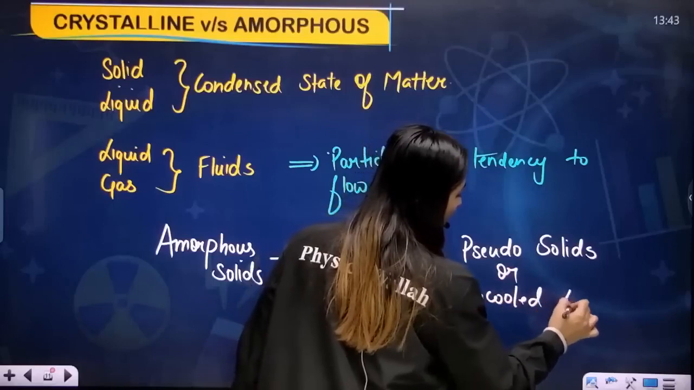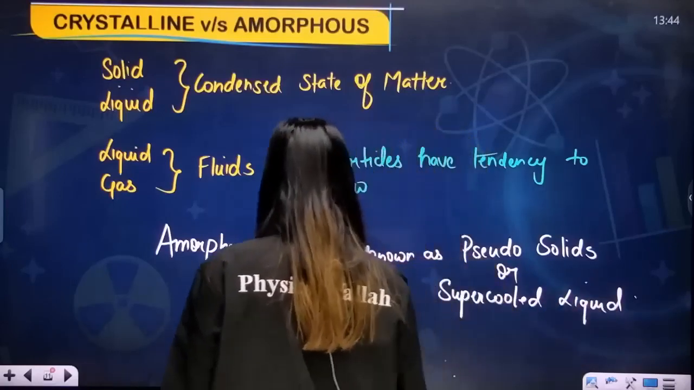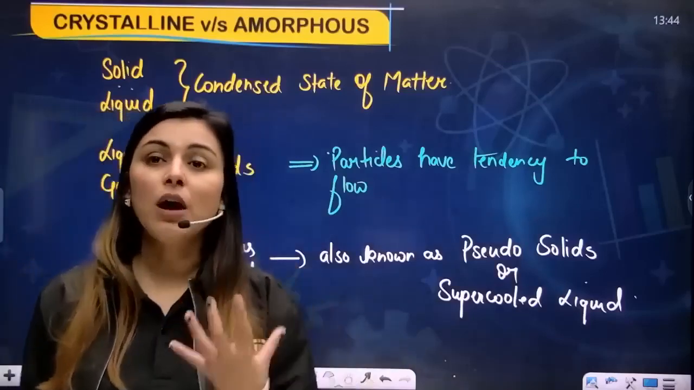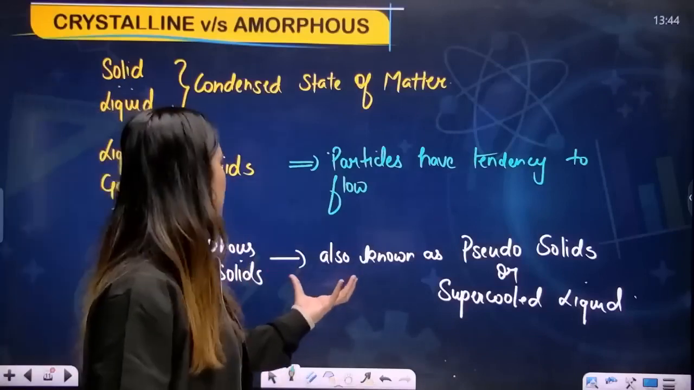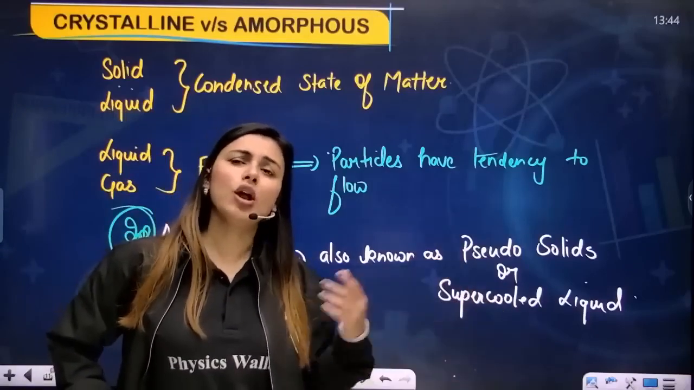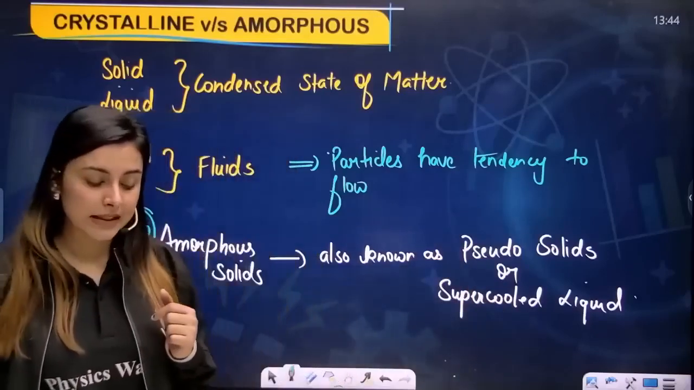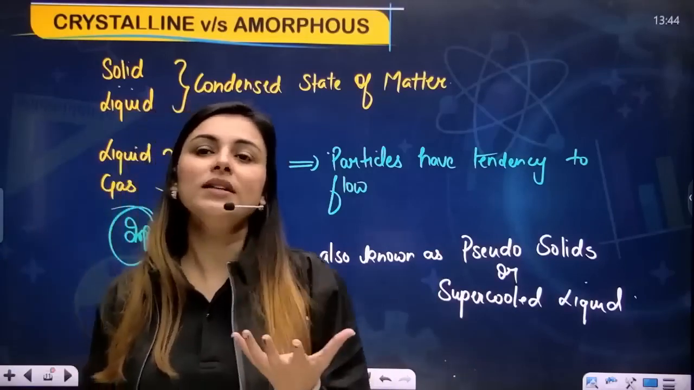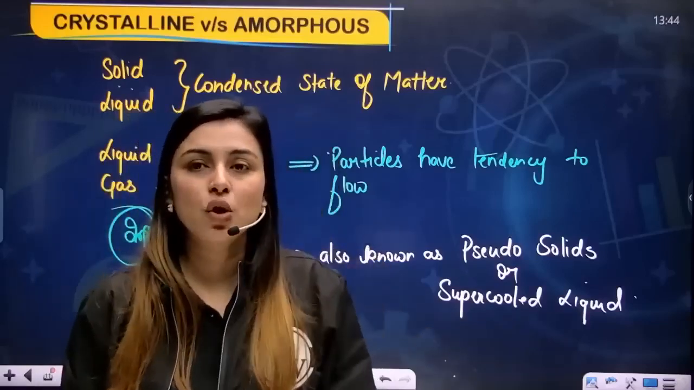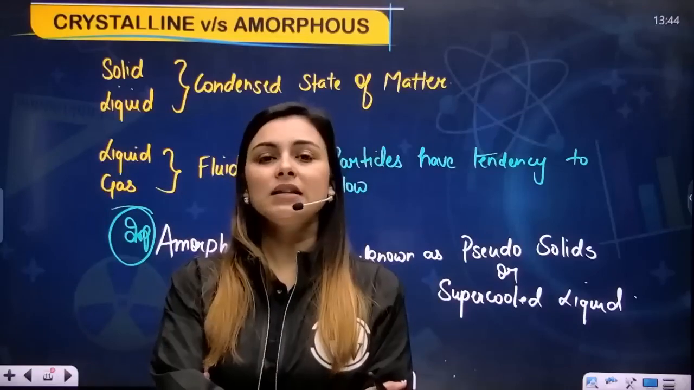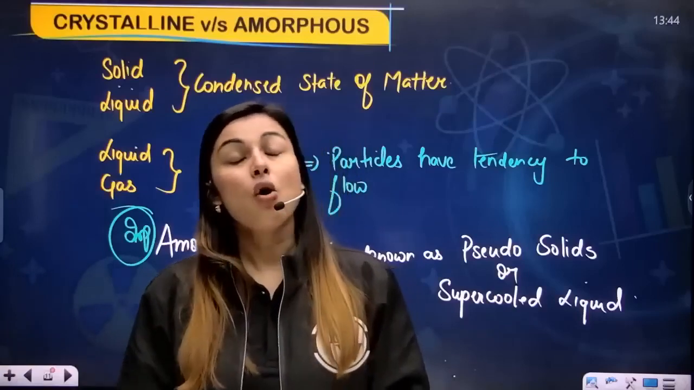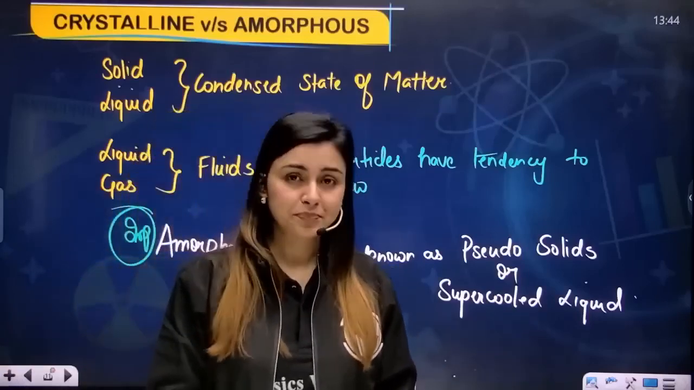Now, this is something important, and from here generally a question is asked. So let's try to understand what this means. Since amorphous is a solid, then why are we calling it a liquid? Why are we calling it a supercooled liquid? A big example of an amorphous solid is glass. The glasses which we see on window panes or bus windows are all examples of amorphous solids.